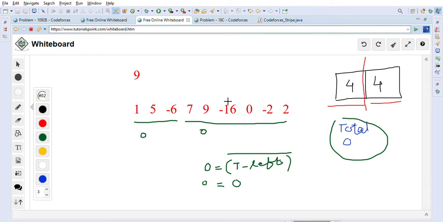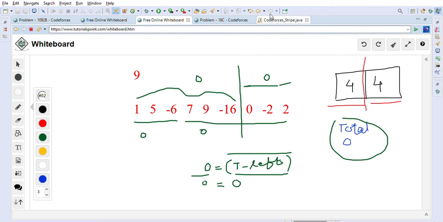Similarly, if you go to this point, the left sum is 0 and the right sum is also 0, right? So we can calculate it here. We will just use this: if left sum is equal to total sum minus left sum, which means that left sum is equal to right sum. That's what we are comparing to find out how many places we can cut this stripe, so that left sum and right sum are equal.